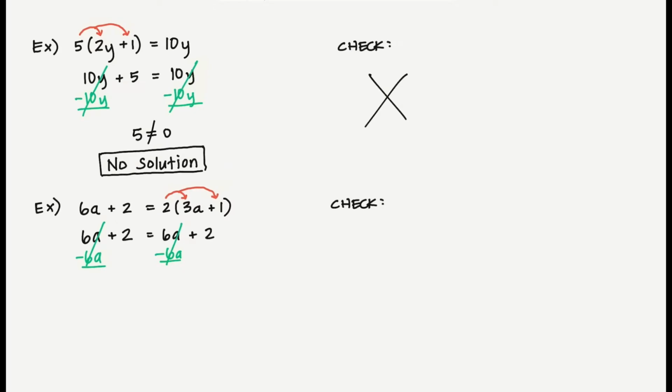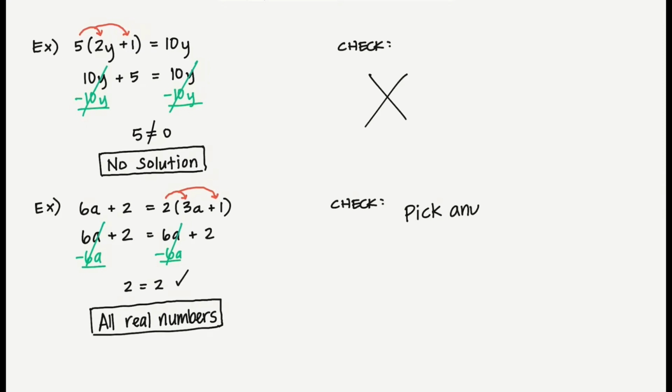And let's see, I am left with 2 equals 2, which is true. And when this happens and you have eliminated all of your variables, you are going to write all real numbers, which means every single real number you can think of is a solution. So you can pick any number you could possibly think of and plug it in, and it should work out.